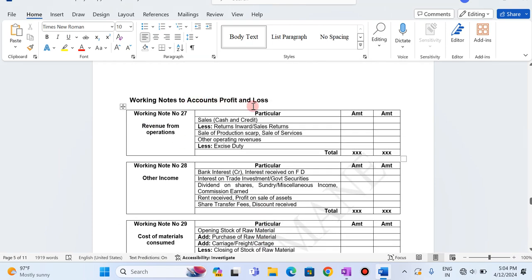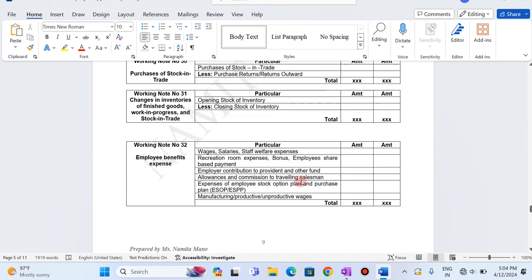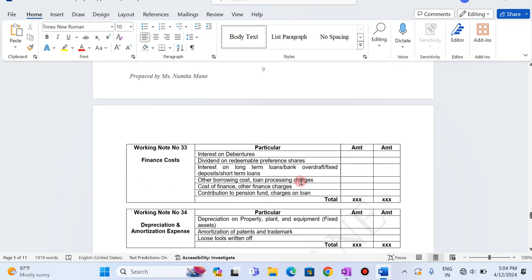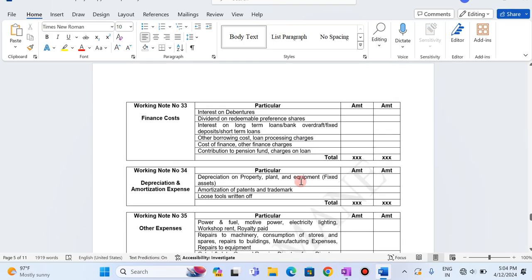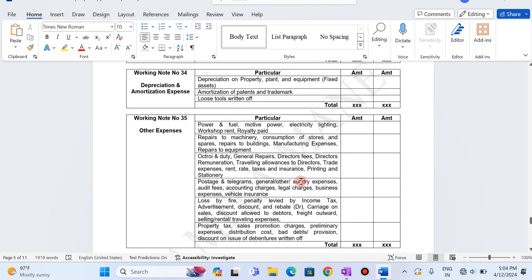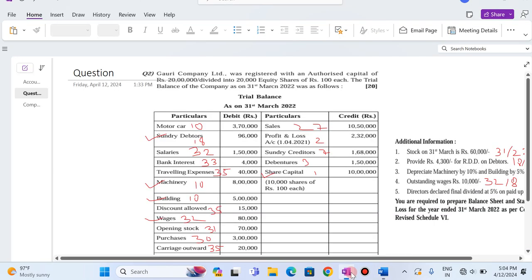Working notes account of profit and loss account. The link I will share in the description box so that you can refer to that first session, so that this session will be easy for you to understand. Okay, now let's solve the example.